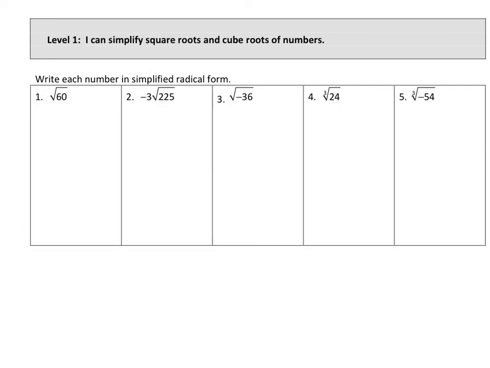In Level 1, we will be simplifying square roots and cube roots of numbers. To do this, we will make a factor tree. When you take the square root of a number, you're looking for pairs of numbers that are multiplied together. If you have a pair of numbers, they can come out.